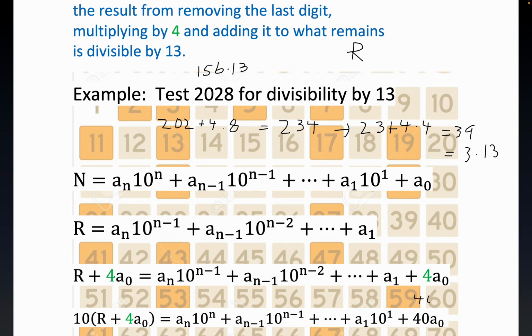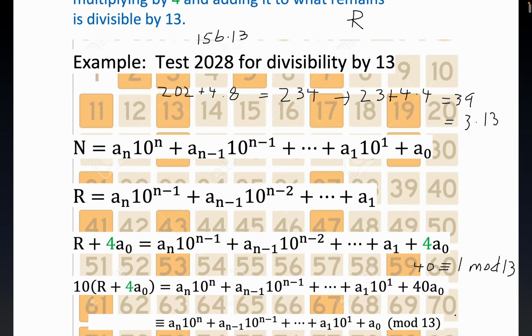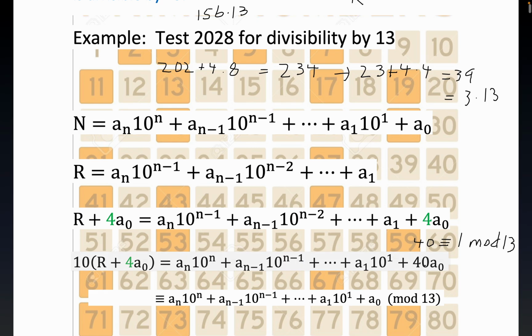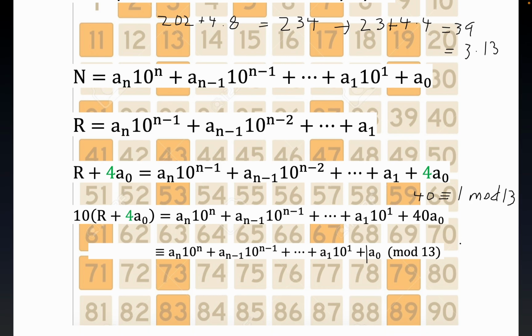Now our saving grace right here is that in modulo 13, 40 is congruent to 1. And this really is the whole thing, right here. This is it. 40 is congruent to 1 mod 13. Right, folks? Because 40 minus 1 is 39, which is divisible by 13. It's 3 times 13. So you see on the very next line, see how the 40 gets replaced with just a sub 0, and you can put a 1 there for emphasis just to make sure you see this one here is the same as that one there. But notice this is just equal to n.